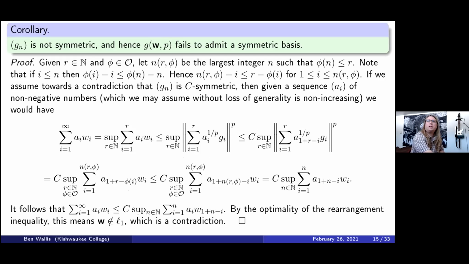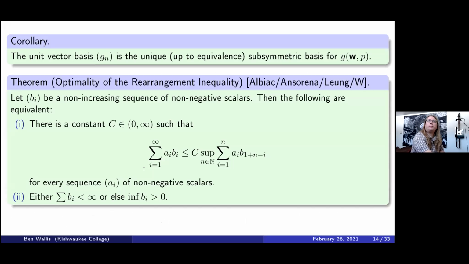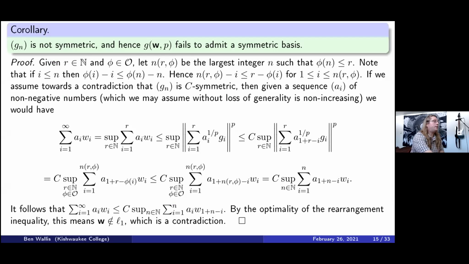But eventually, you get the very inequality that was given in this previous slide here. You get this inequality right here, and you get it for an arbitrary sequence of non-negative scalars. Well, that means that it's equivalent to 2, remember. That means that one of these things must hold. But by definition, neither of them do, right? By definition, W is not in L1, and I forgot to write it down here, but it is in C0. And so that's a contradiction with the optimality of the rearrangement inequality. And so that's the sketch of this proof here.